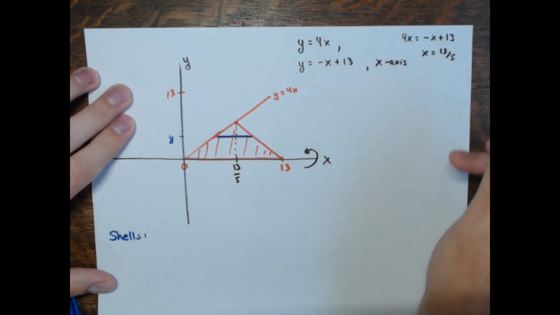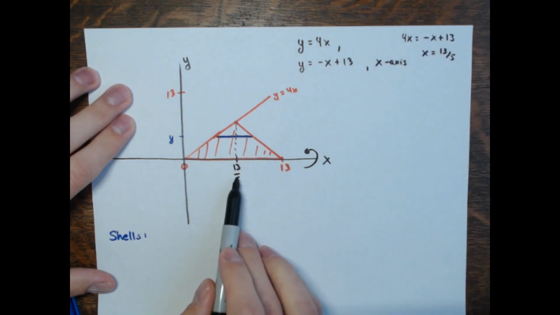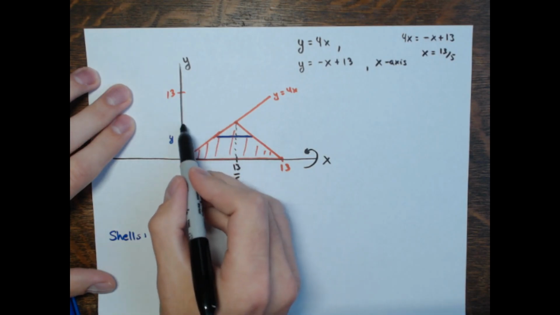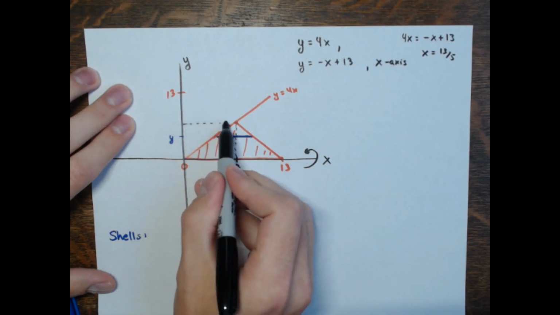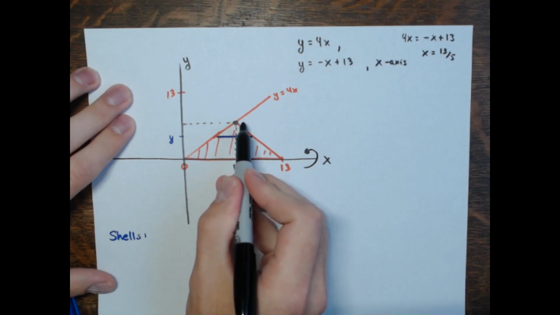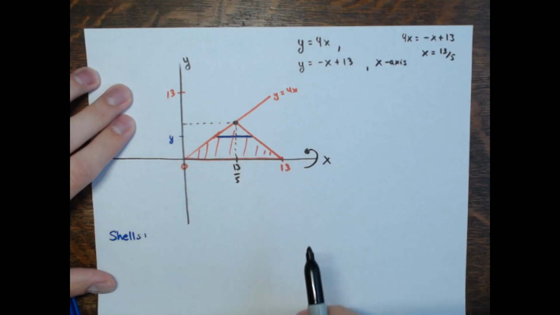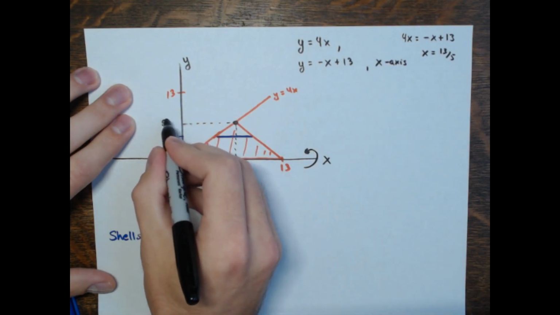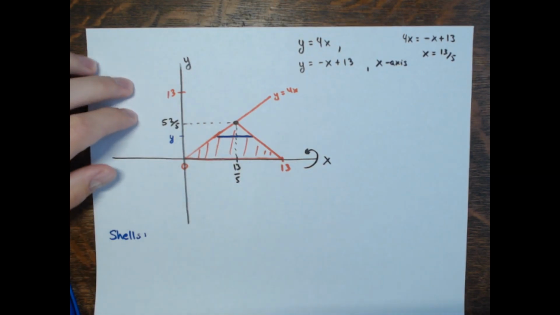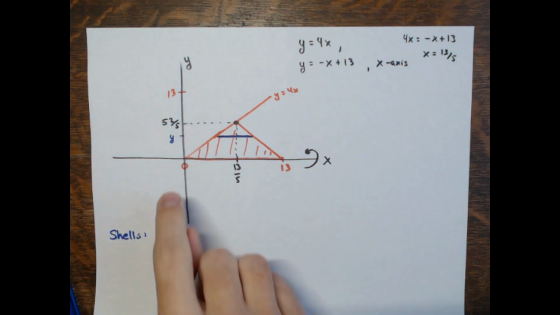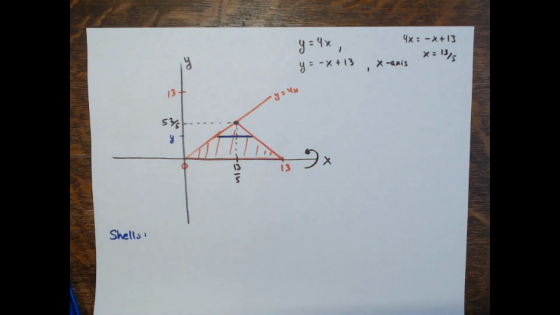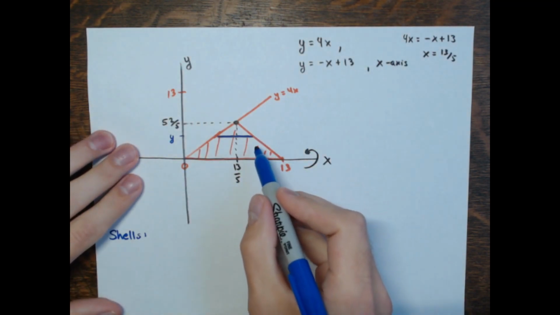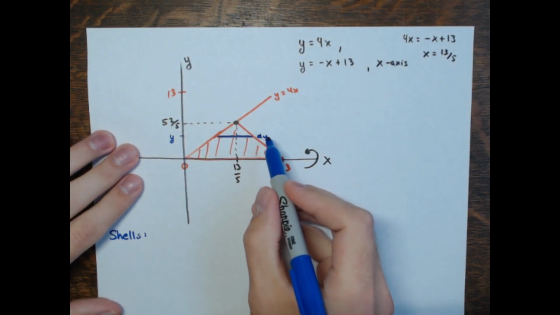I would add x divided by 5. And then when x is 13 fifths, the y value of this meeting point would be 4 times 13 fifths, which is 52 fifths. So I'd be picking a y value here between 0 and 52 fifths, and the thickness would be dy.